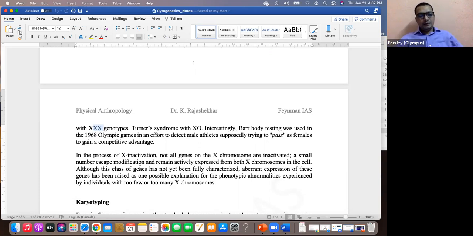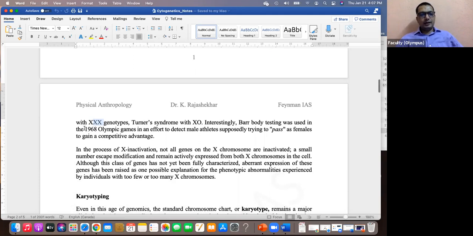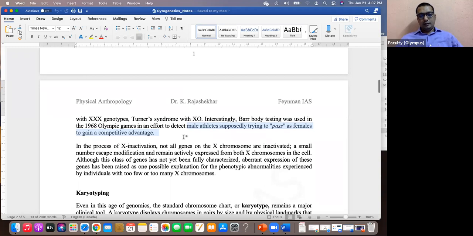Interestingly, we noticed that Barr body testing was used in the 1968 Olympic Games, because at that time some male athletes were trying to act like females just to take advantage in the games. So they decided to test them through Barr body testing to filter them out, to avoid them mimicking females. At that time, few tests were available, so they had to use something like this. So Barr body testing was also used as an application in this particular scenario.